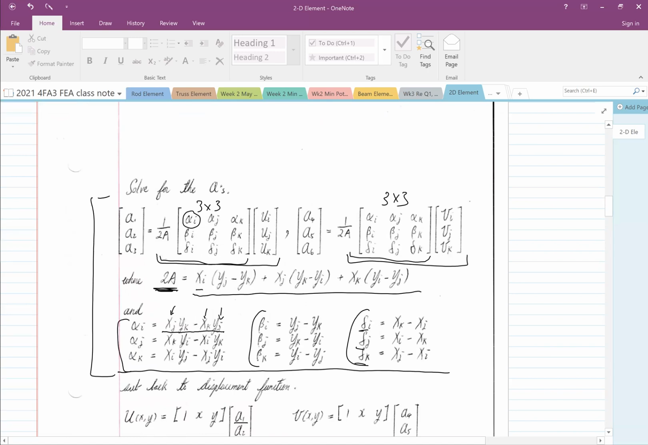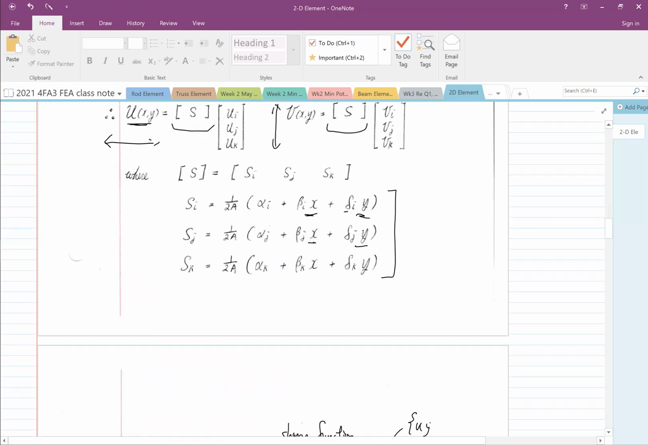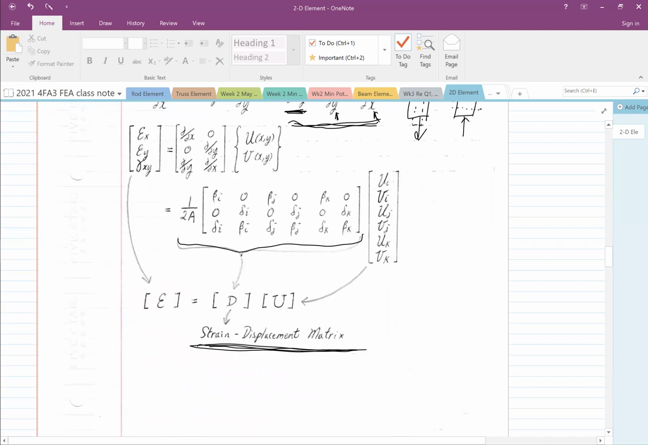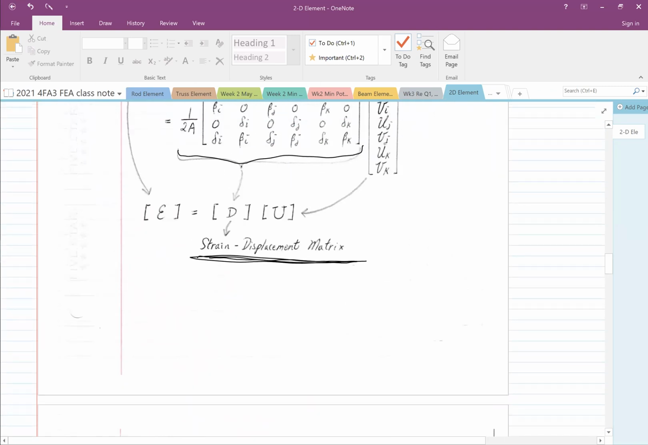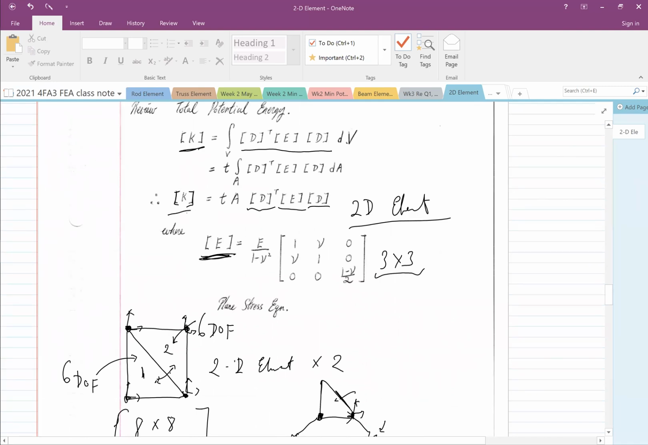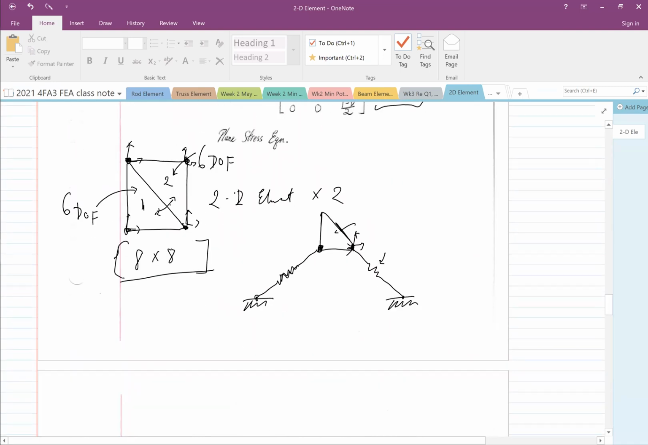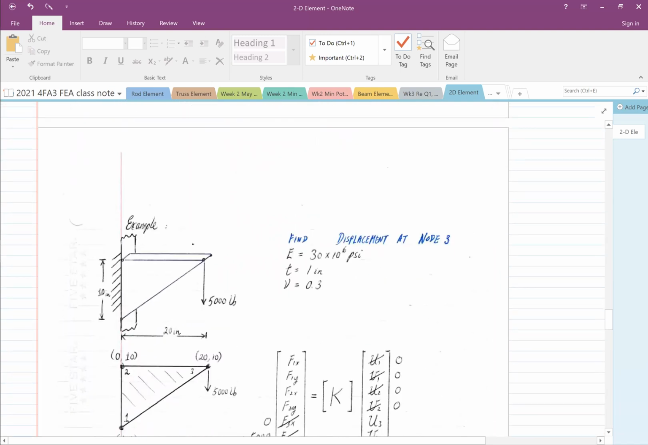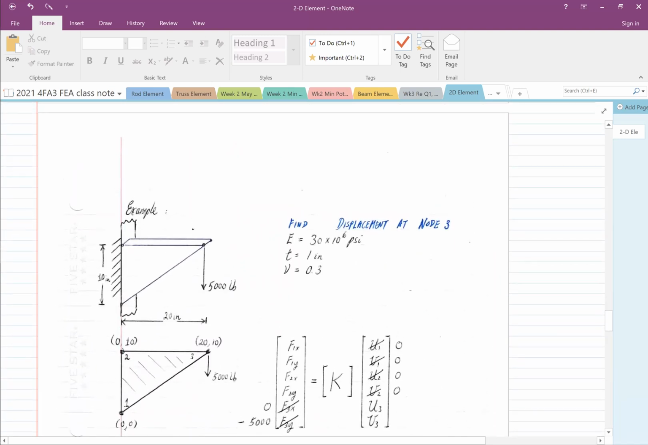You just type in the coordinates, because every single term, the delta, beta, alpha, is all constructed from the coordinates of the triangle. You know what? Let's do one example. I'll show you what I mean. So we have the strain displacement matrix, and we know the stiffness matrix of this. There are examples right here.